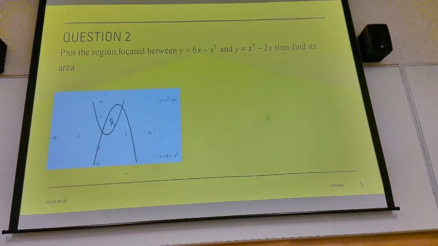Right, pretty obvious that is the region we're looking at, right? So yeah, we need the points of intersection. You find that by setting them equal to each other. Do not read it from the graph. Graphs are not necessarily drawn to scale. So while yes, it does look like it's going to be 0 to 4, always verify that algebraically.